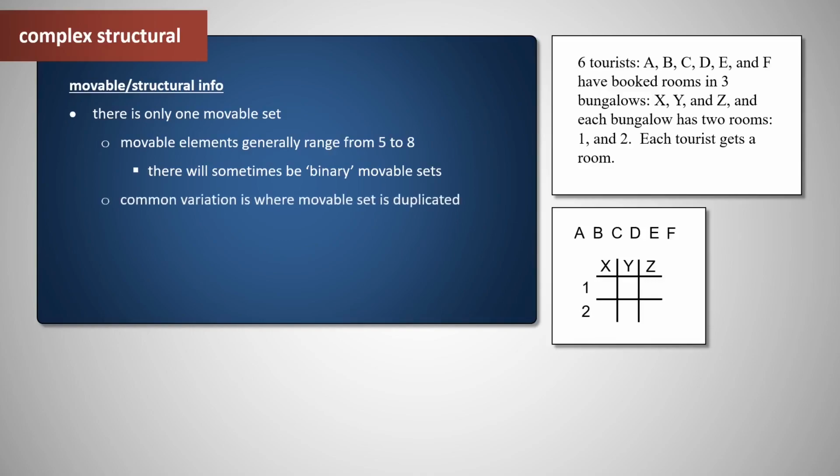Another common variation is where the movable set is actually duplicated. So you might have 3 tourists, and they've booked 2 rooms. The tourists A, B, and C will book room 1 in X and room 2 in Y, or something along those lines. Depending on how many rows you have, you'll have a repetition of that movable set in each row. We'll also see this in the exercises, but you can have a situation where you are reusing all of the movable elements from the movable set, and you know exactly how many times. Sometimes you'll encounter subsets, and, more rarely, combination sets.